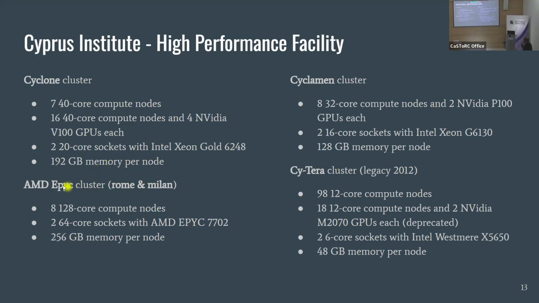We also have clusters based on the EPYC architecture. The one you're seeing here, 8 times 128-core CPU nodes, is the Rome cluster. There's also another one, the Milan cluster, which is dedicated to climate science. I think that's not accessible by people outside the institute. You have the Cyclamen cluster of P100 GPUs, and we also have the Cytera cluster, which is the old system we used to have here. It's not 98 nodes anymore, but there's still some operational.